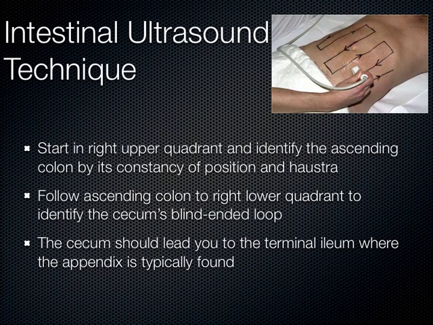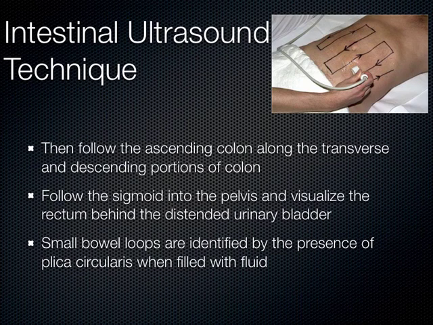So you follow that ascending colon down to the right lower quadrant, and that's where you expect to see the cecum with this blind-ended loop there, which brings you to the terminal ileum, where the appendix juts off. And then once you're at the appendix, you can go back up the ascending colon and then go across the transverse and down the descending portion of the colon. You'll see the sigmoid down in the pelvis, and the rectum, if you want to see that, is very easy to see almost always. It's right behind a nice fluid-filled bladder.